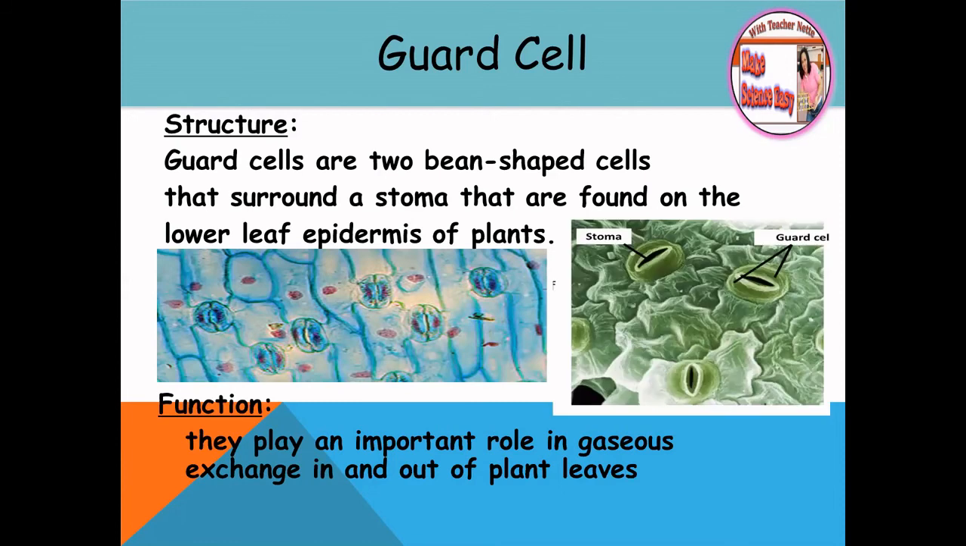And when you get closer to it, you will see the stoma. See the stoma there. And then the guard cell is on the outside. So this stoma opens and closes, opens in the morning and closes at nighttime. Okay, two things to remember on guard cells. Number one, guard cell has stomata, and function is exchange of gases in and out of the plant leaves. Okay, you're doing great.